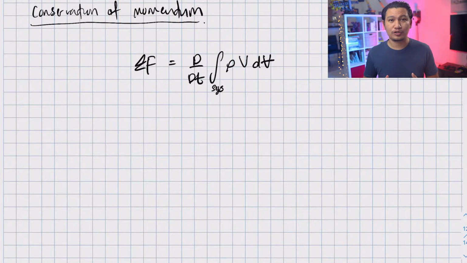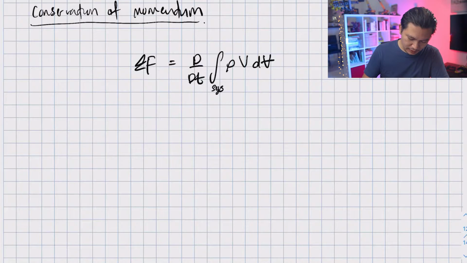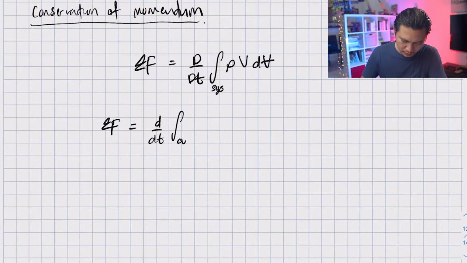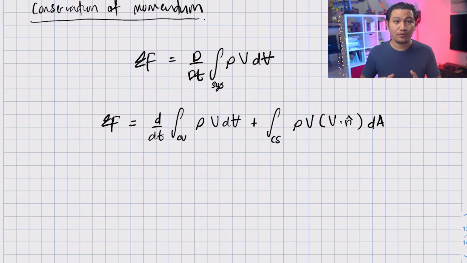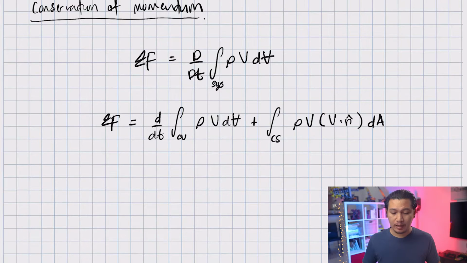And using the Reynolds transport theorem to convert from system to control volume, we found out that the summation of force is equal to d over dt of the integration over a control volume, rho V dV, plus the integration over the control surface of rho times V, velocity dot normal, times dA. And as usual, what we do with this long equation is to simplify it using the assumption of steady and uniform flow. I'm going to write it here.